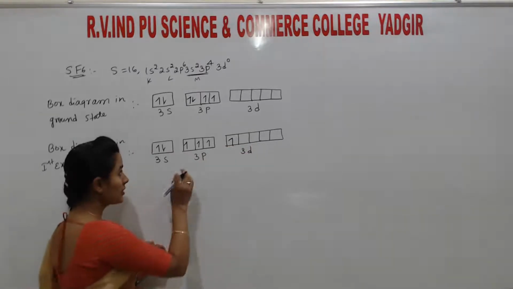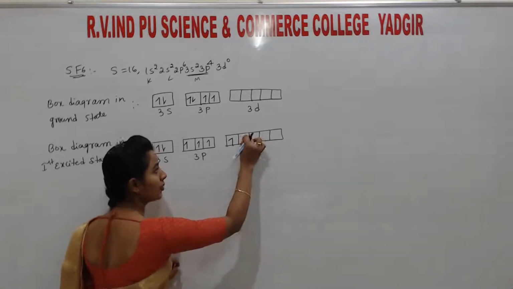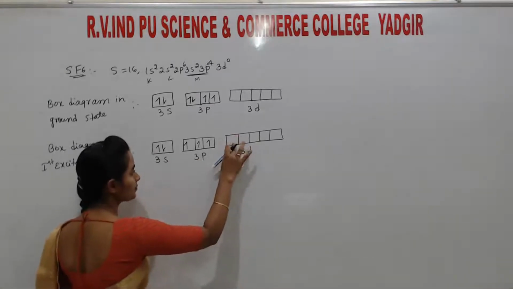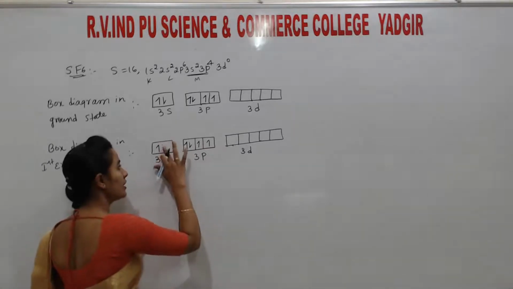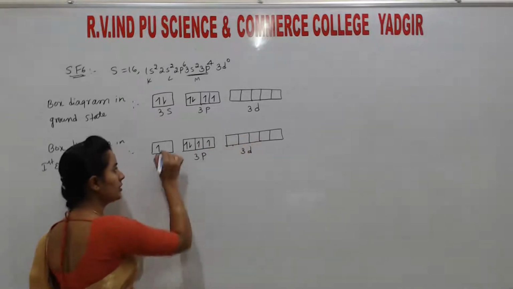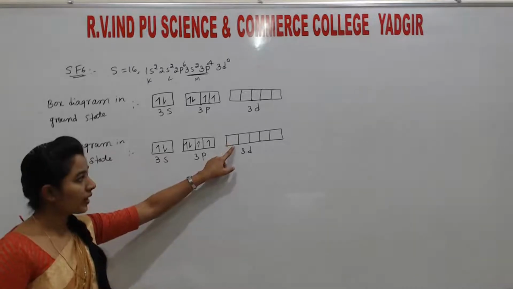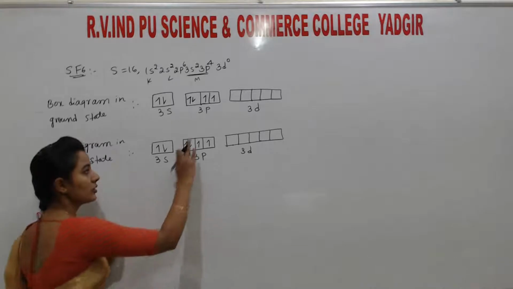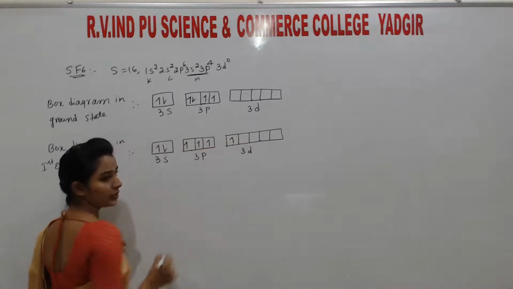Are you getting it? When an electron is excited, it occupies an empty orbital. It cannot be paired up with any other. For example, listen: if an s electron is going to be excited, this electron cannot be paired up here, it directly shifts here. The electrons, when they get excited, occupy an empty orbital; they couldn't pair up. So this is the first electron of p orbital excited to d orbital.